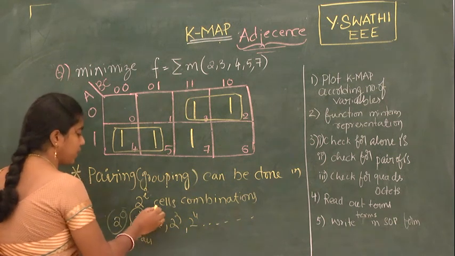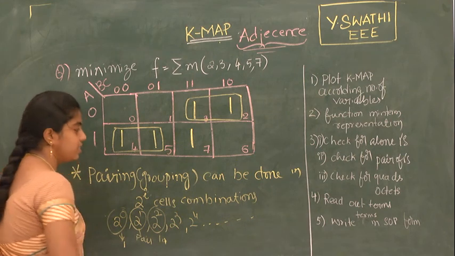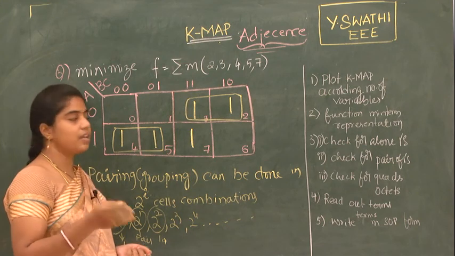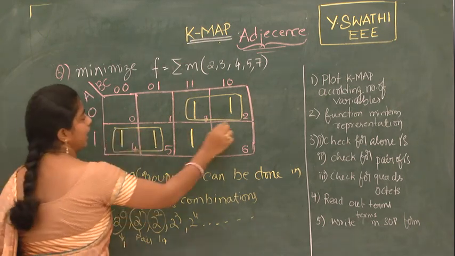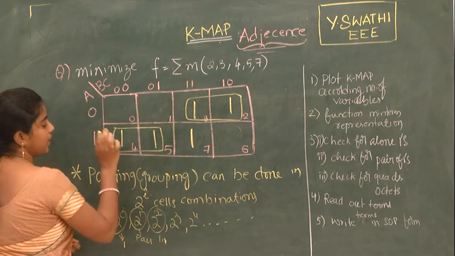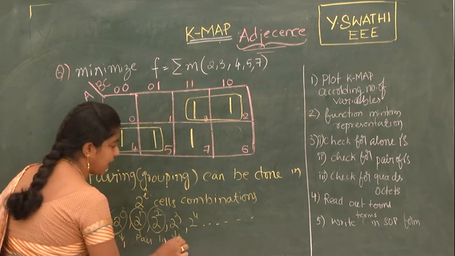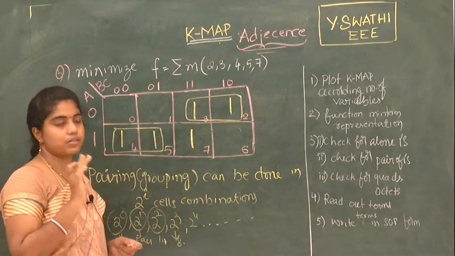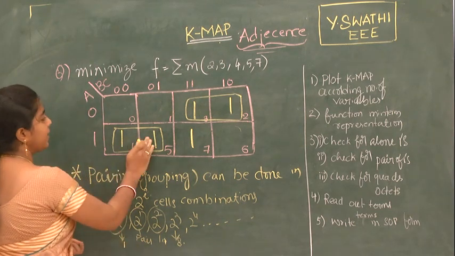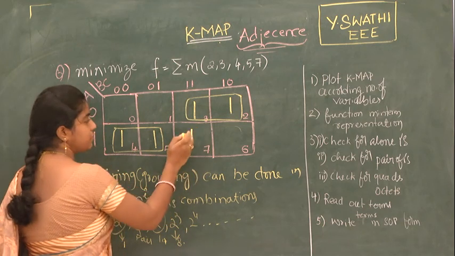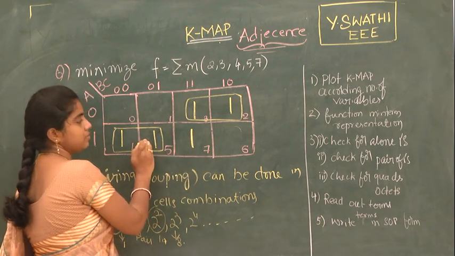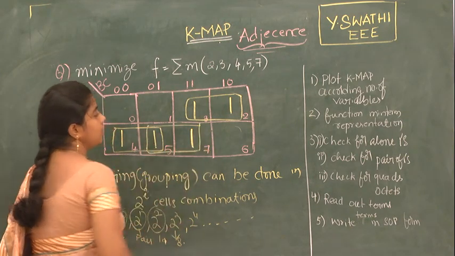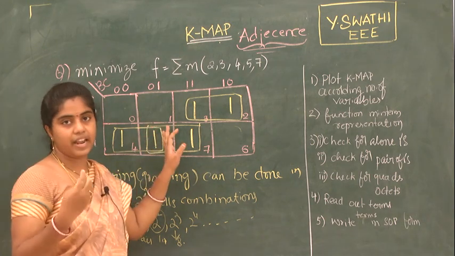Pair of ones. 2 power 2 means 4. This is called a quad. 4 adjacent cells which are having ones can be in rectangular form like this, or in square form like this. And 2 power 3, that is 8, can be called an octet: 8 adjacent cells which are having ones. Now, after pairing of these two, this one is left over. This one can be paired with this or with this. We can do it in any way. Now, all the ones are paired in one of the groups.